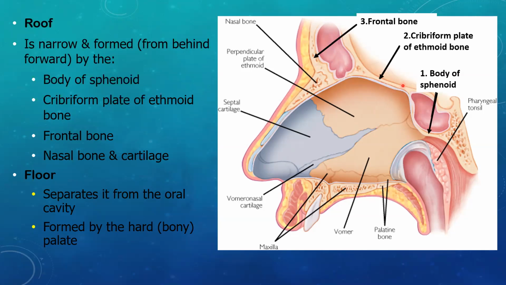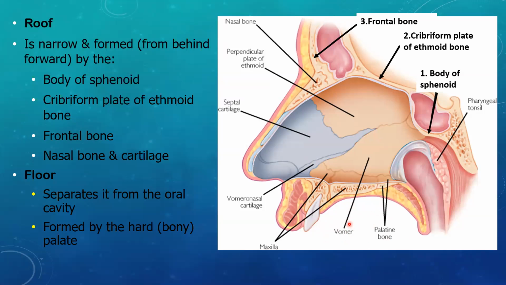In front, the cribriform plate of the ethmoid bone, through which multiple olfactory nerves pass. That's why it is like a sieve with lots of holes in it. Then this is the frontal bone containing the frontal sinus, and in front, this is your nasal bone. Now these are the structures forming the roof of the nasal cavity. Now below this, obviously, is the oral cavity.